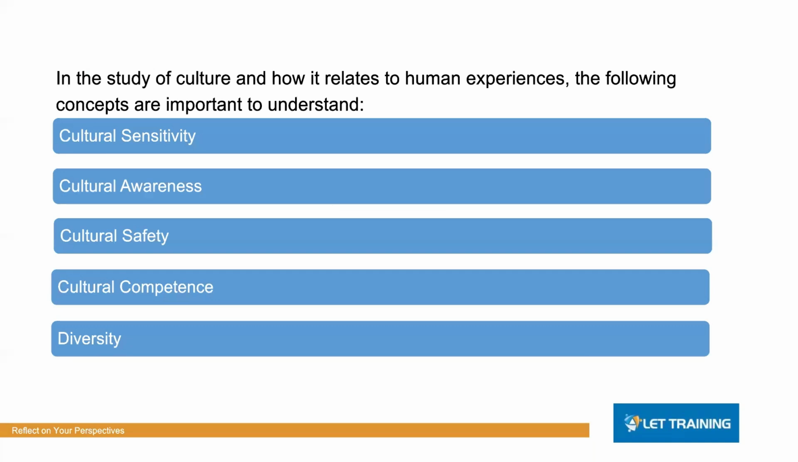In the study of culture and how it relates to human experiences, the following concepts are important to understand. Cultural sensitivity enables an individual to reflect on how their culture, worldview, and actions impact on others. Cultural awareness is a person's understanding of the differences between oneself and people from other countries or backgrounds. Cultural safety means providing a safe environment to people where there is no assault, challenge, or denial of their cultural identity and needs. Cultural competence is the ability to understand, communicate, and effectively interact with people across cultures.